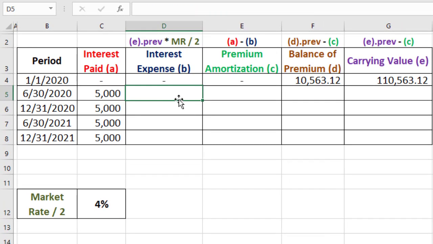So if we're in this cell right here, we need to go to the previous value in column E, so that means go up one row and find column E, so it's going to be this value right here, and then we have to multiply that by the market rate of interest divided by 2. And we already found that to be 4%. And if you're typing this into your calculator, that's going to be times 0.04, the decimal form. And if you do that, you'll get the interest expense for the first interest payment to be $4,422.52.